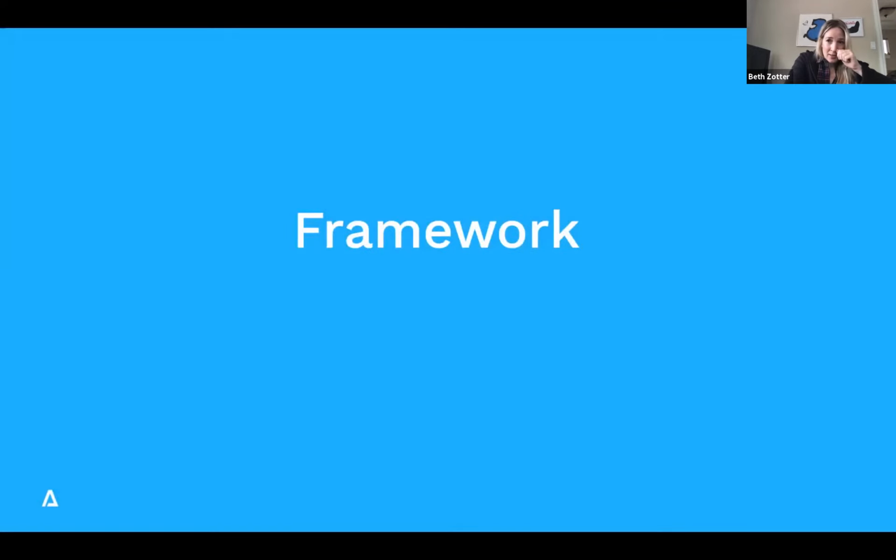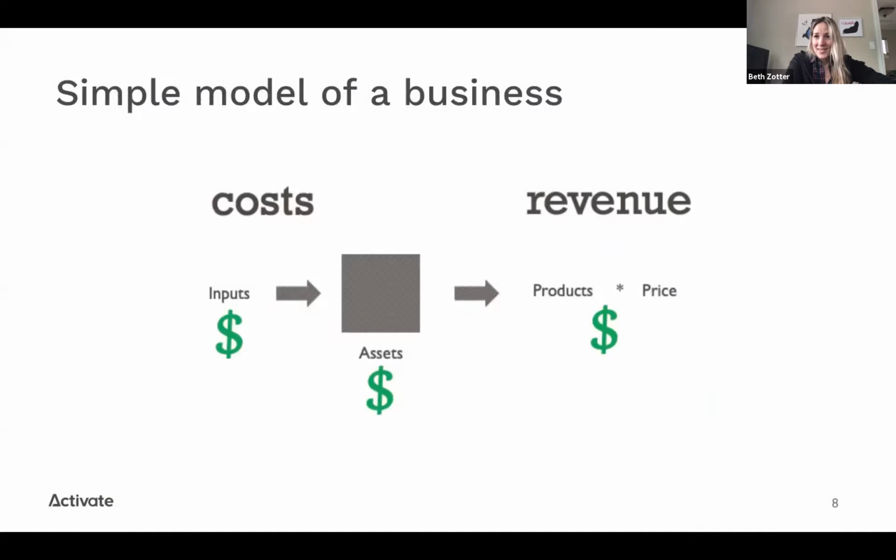Okay, so now I'm going to go into, and I'm not trying to insult your intelligence with the next slide, a framework that I come back to all the time. This is a simple model of a business, and you basically have two factors of costs: your assets, or your capital cost or CapEx, and your inputs or your OpEx. And then you have revenue, which is basically the products that you're selling times the price.